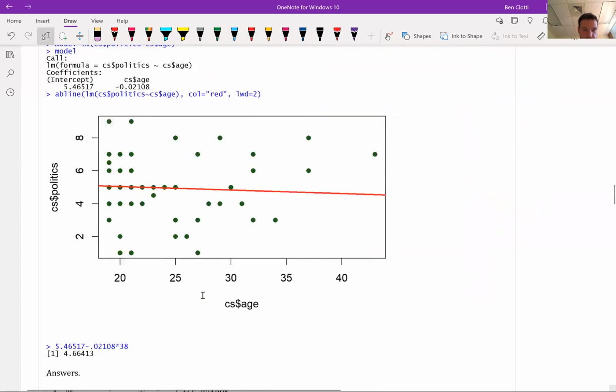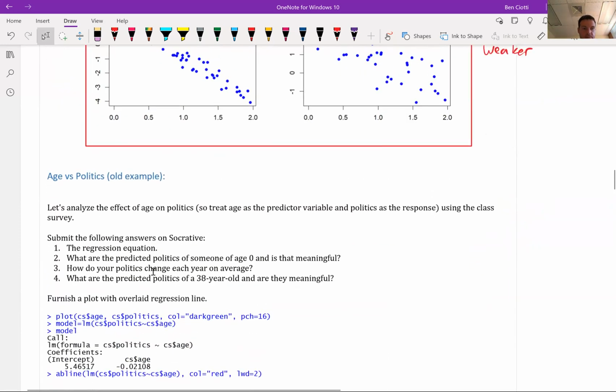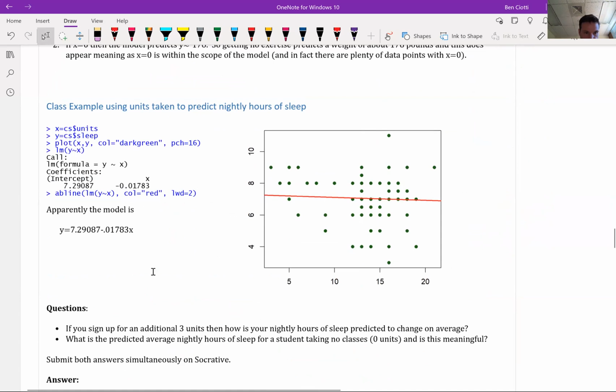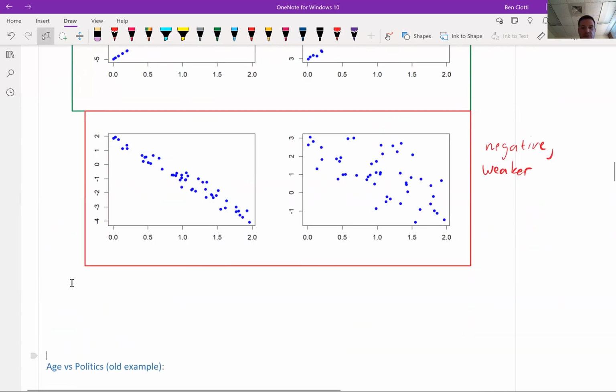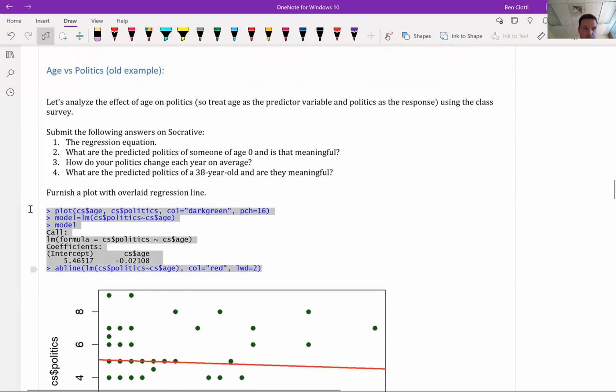So let's see, got some examples here. Let me pick a pair of variables in the class survey. Which pair of variables in the class survey do you think are likely to have a linear relationship? Let me look at them.